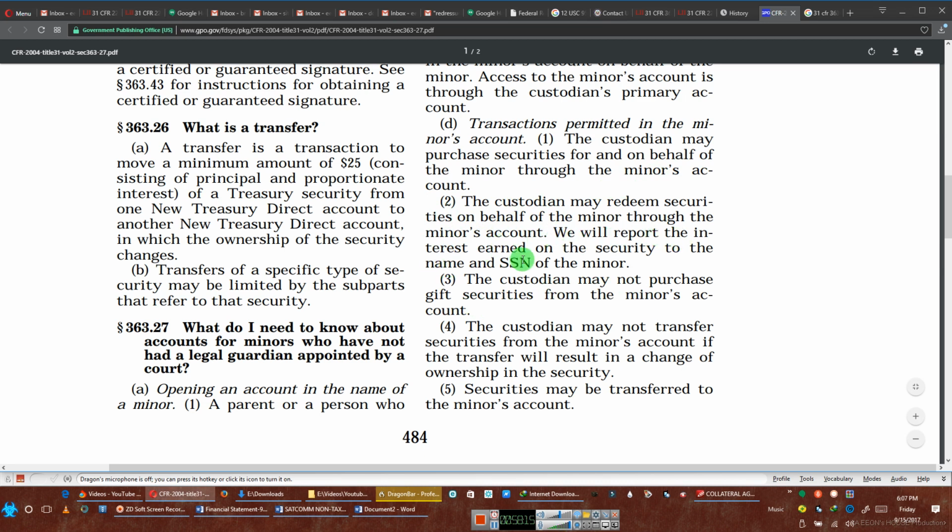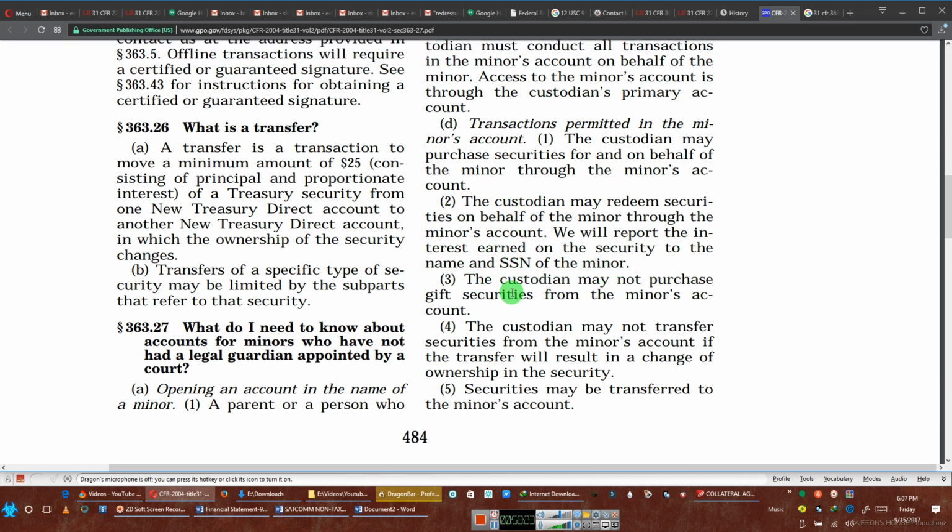We will report the interest earned in a security to the name and social security number of the minor. Do you understand? This is what's been going on the whole time. Transactions permitted to minor's account. The custodian may purchase securities on behalf of the minor through the minor's account.